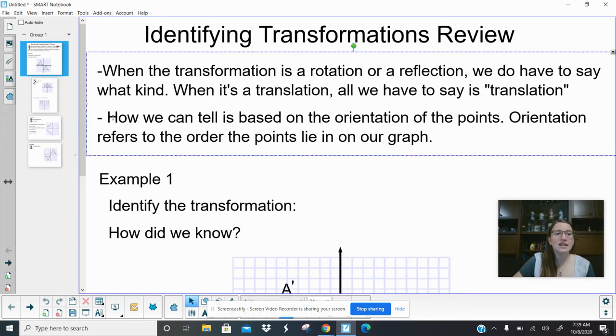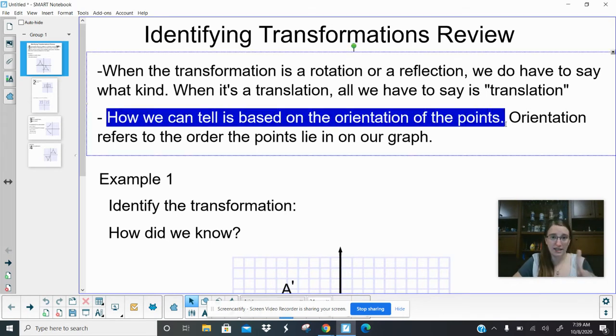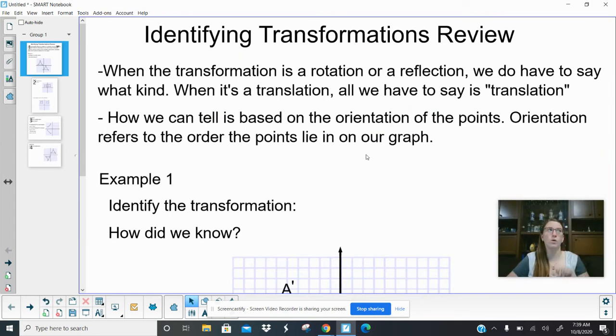And really the key thing here, how we initially tell if it's a translation, reflection, or rotation, is on the orientation of the points. Once you have determined that it is one of those three, then you can go, okay, what type of rotation, what type of reflection? You first determine what the basic thing is, and then we can say, okay, yeah, it's a 90-degree or it's over the y-axis or something like that. Now, orientation, again, refers to the order the points lie in on our graph.